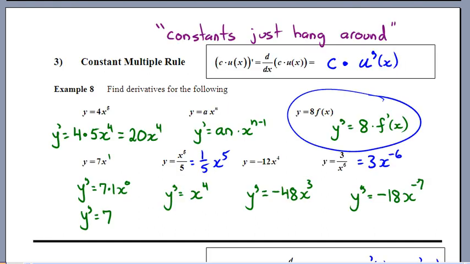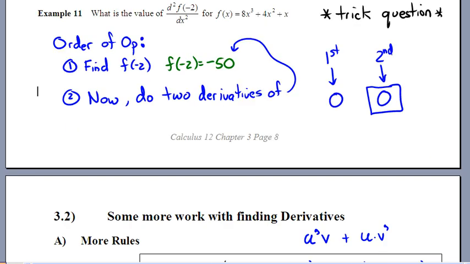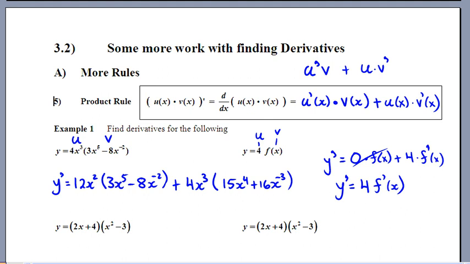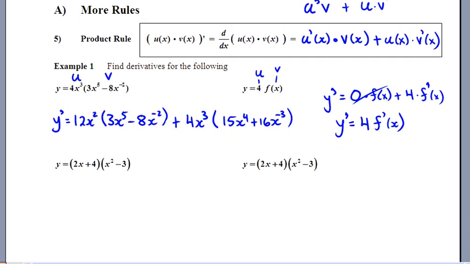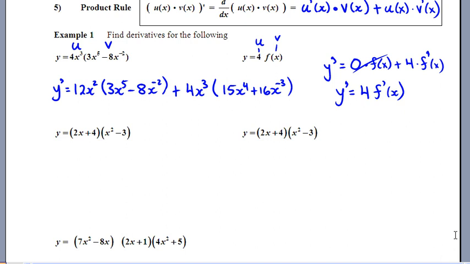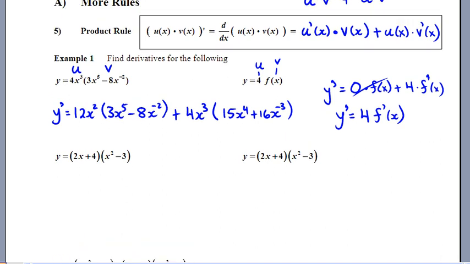So whether you think of it as the constant multiple rule, or if you want to think of it as a product rule, you're going to get the same answer in the end. That's the neat thing about calculus, which is also why I've got the next two examples looking identical. We're going to actually treat them two different ways.